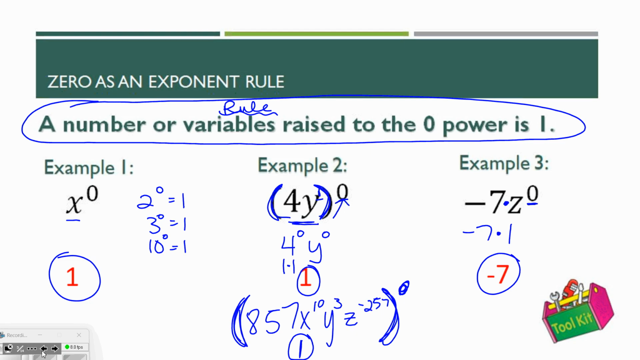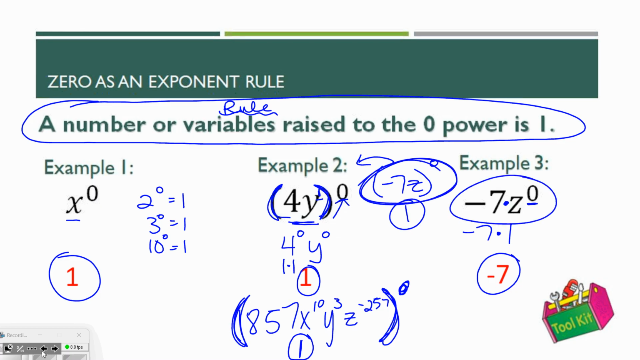Now, I just want to reiterate one more time. If there had been parentheses, if this had been negative 7z in parentheses to the 0 power, then that's kind of like example 2. The whole thing's in parentheses, and my answer would be 1. But that's different. This is different than this, right?